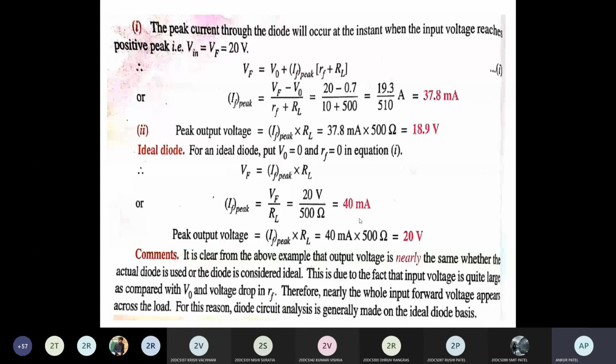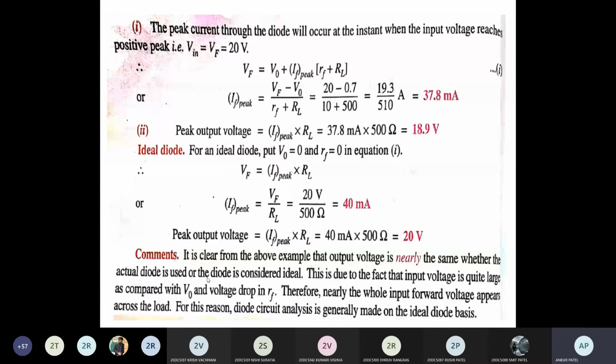So you can compare this ideal value and this practical diode value. It is nearly the same. So in the above example, the output voltage is nearly the same whether the actual diode is used or the diode is considered ideal.